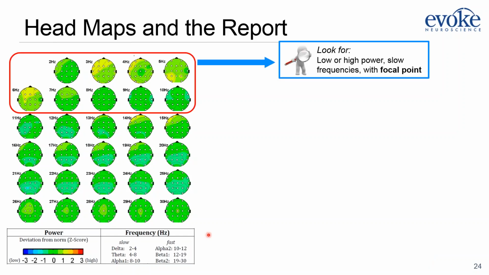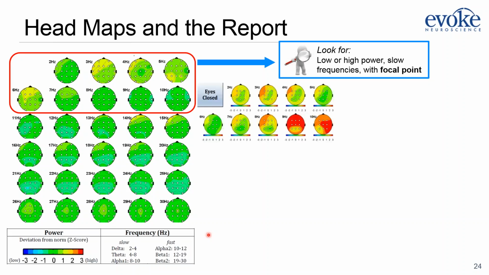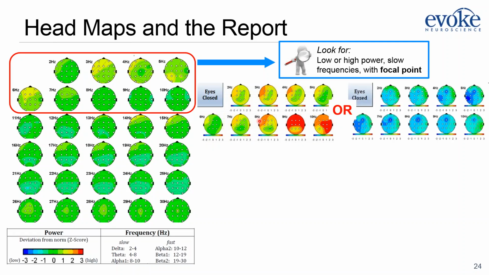So with regard to TBI, first we're going to look at slow frequencies. And we want to see either low power or high power with a focal point. So this is an example of high power in slow frequencies with a focal point. See how it's pretty concentrated to this one area, and it does get a little bit larger here. If I showed you the extended image, this red would resolve after 10 hertz. So it's very focal in where the abnormal function is. Or we can see low power, which is blue, in our slow frequencies, again with a very focal point.